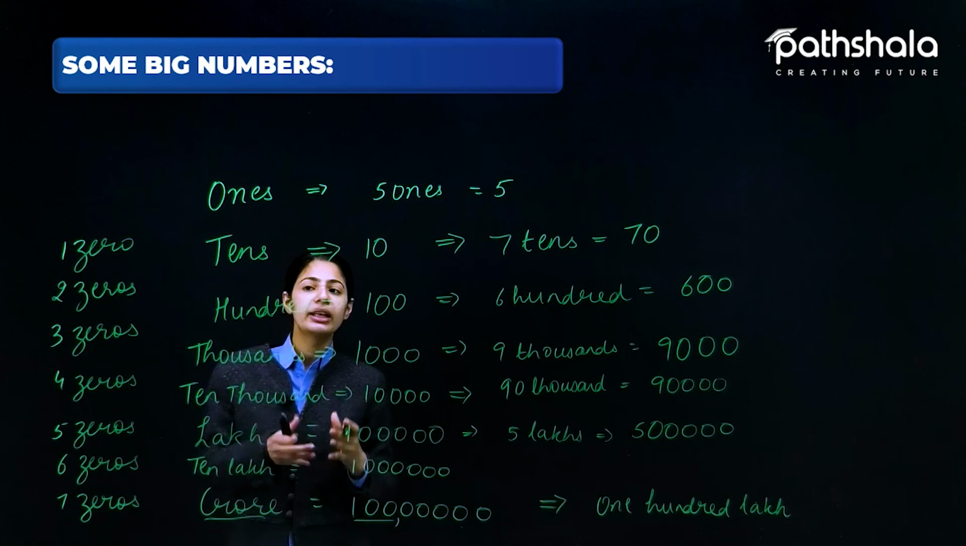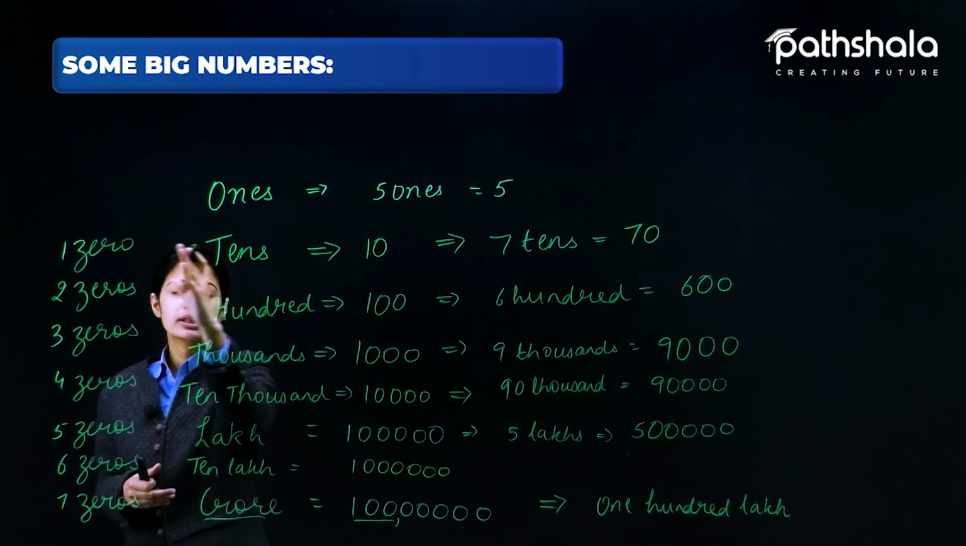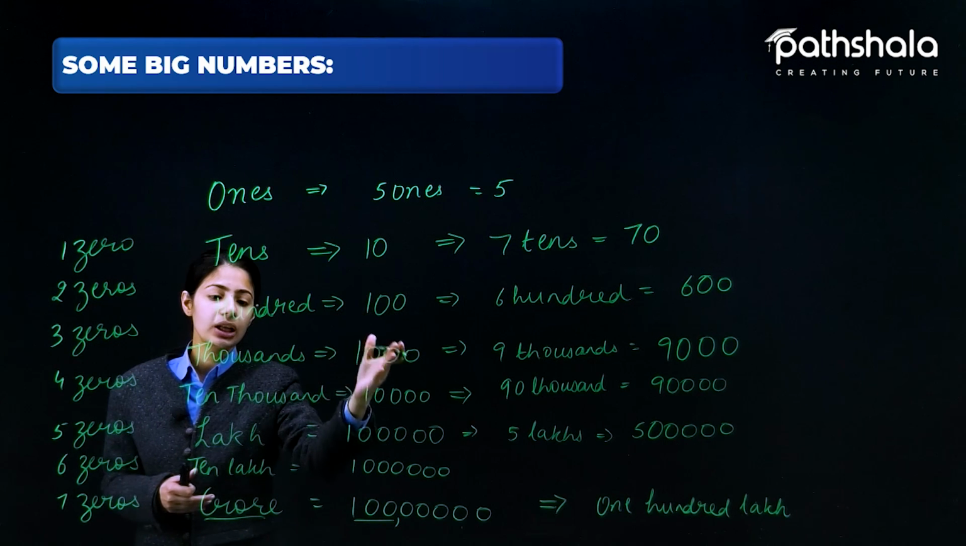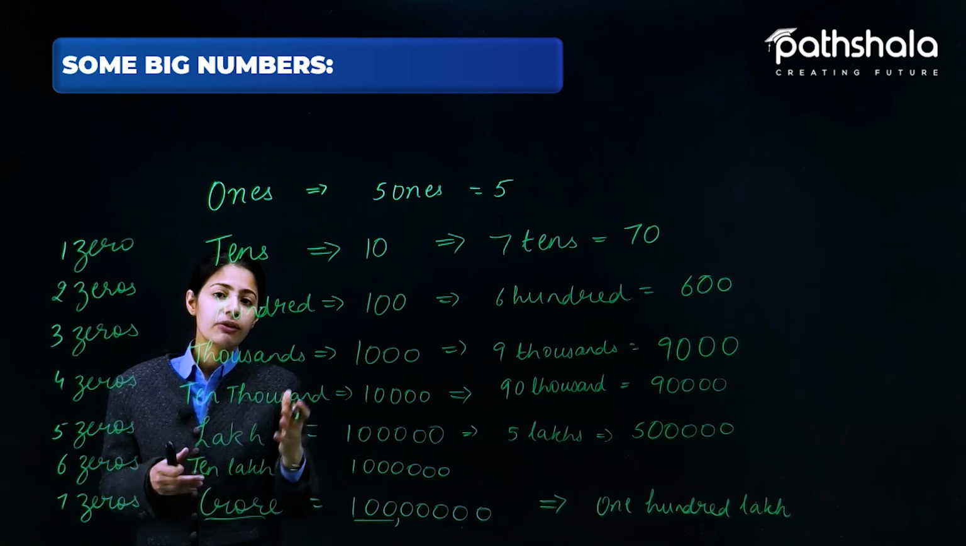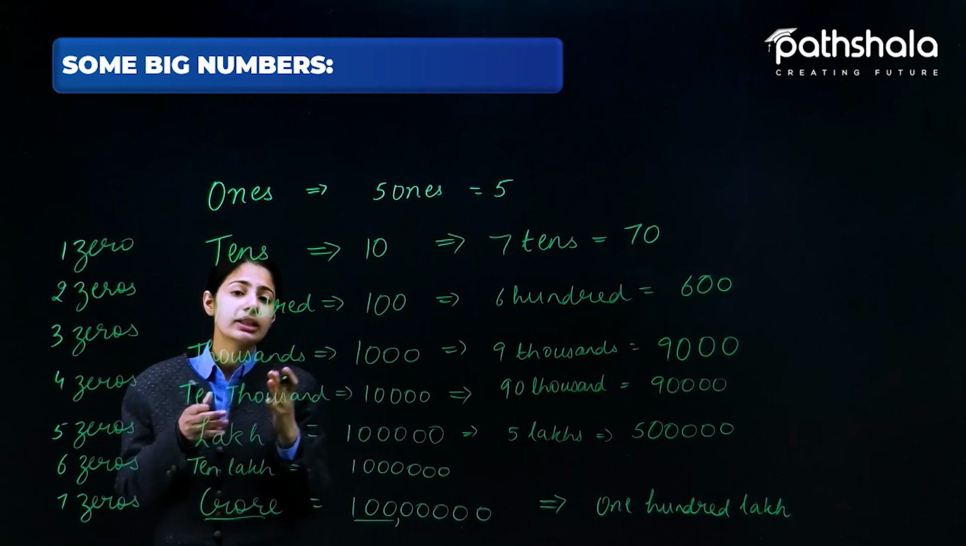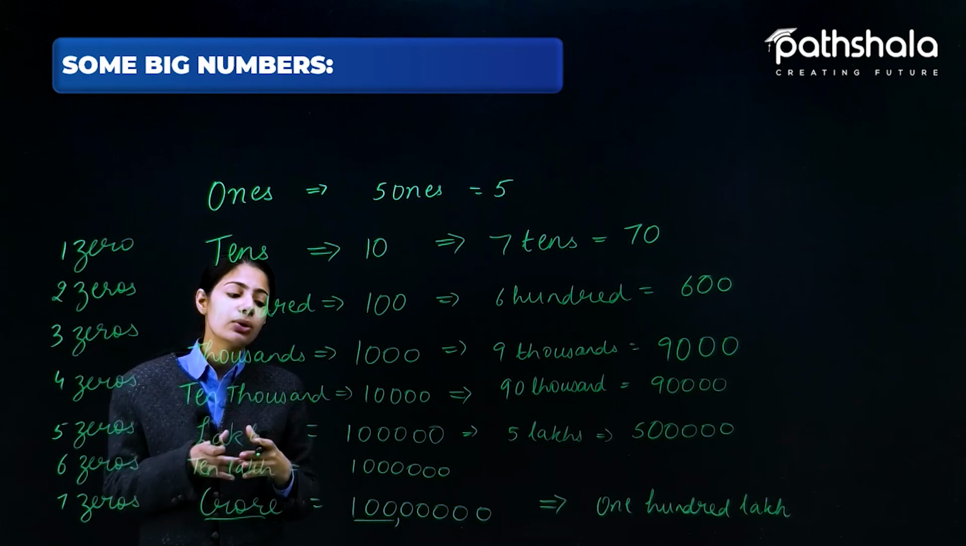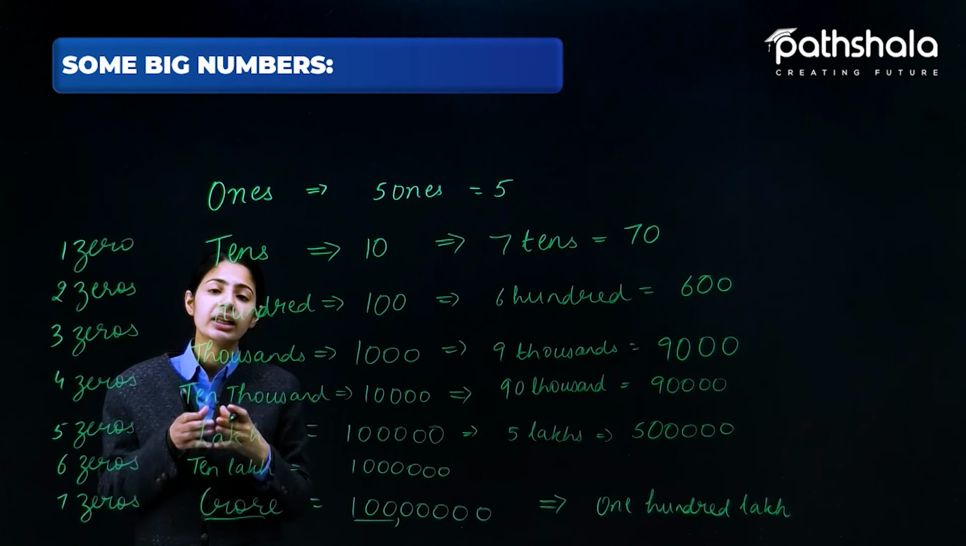So these are some big numbers. In tens, there is 1 zero, hundreds, 2 zeros, thousands, 3, 10,000, 4. In lakhs, there are 5 zeros. In 10 lakhs, 6. And in crore, there are 7 zeros. And we also call it 100 lakh.